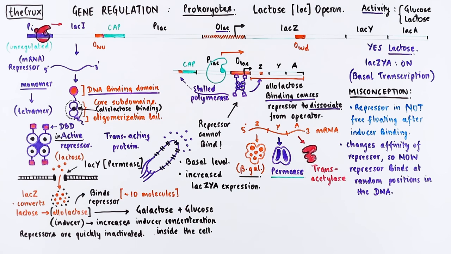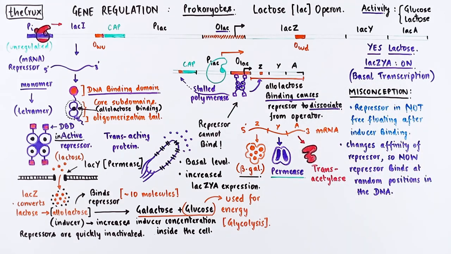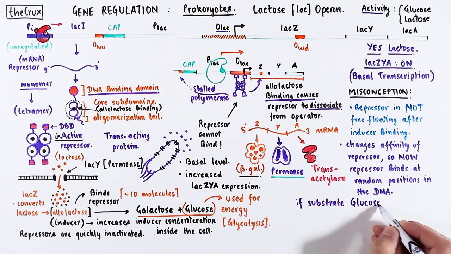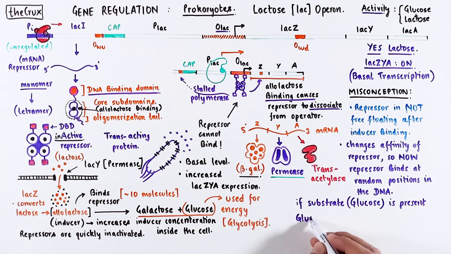All right. So out of these products, the glucose is directly used for energy through the process of glycolysis, which you may have heard in biochemistry. And now we've seen that if lactose is present, the LacZYA is induced to be turned on, but there's a small catch. Notice how glucose is directly used for energy. So what if glucose was directly present? In such a case, the glucose would be preferred.